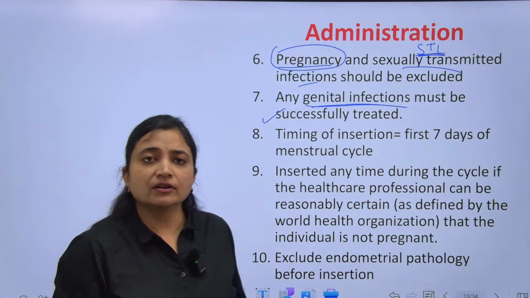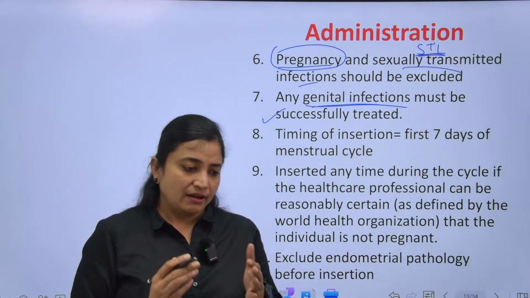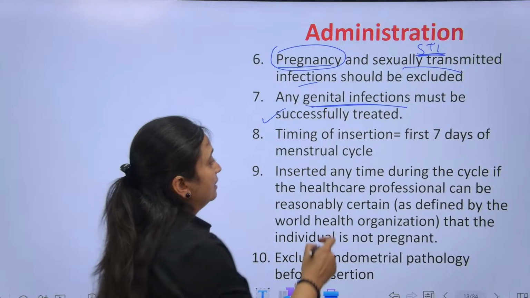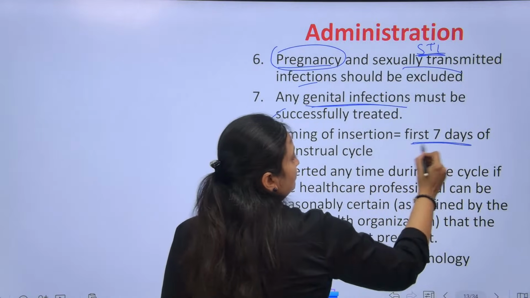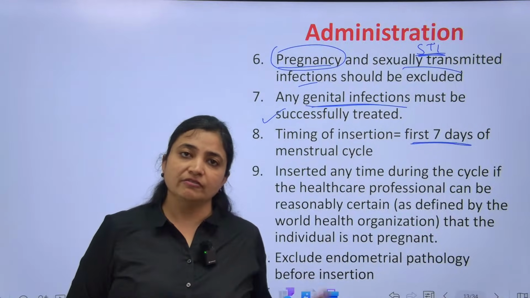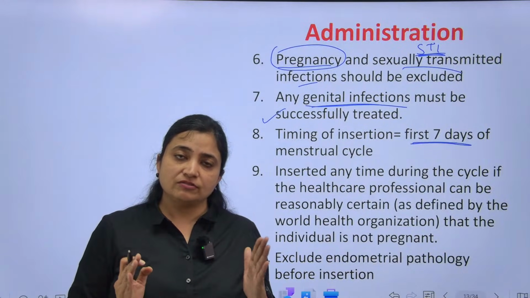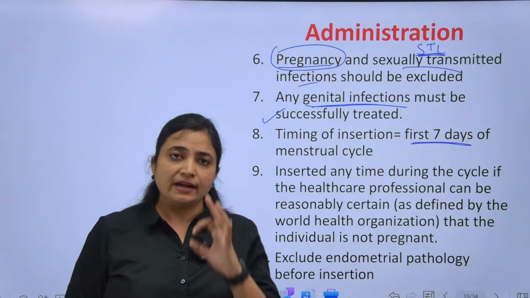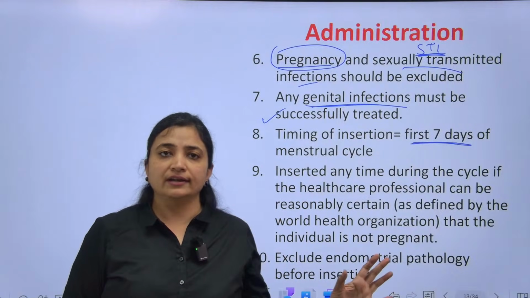What is the timing of insertion? This is important. If we are inserting it as a contraceptive, then insert in the first 7 days of the menstrual cycle. Why? This is applicable to every contraceptive, because in the first 7 days of the menstrual cycle we are pretty sure that the patient is not pregnant, and pregnancy is an absolute contraindication.